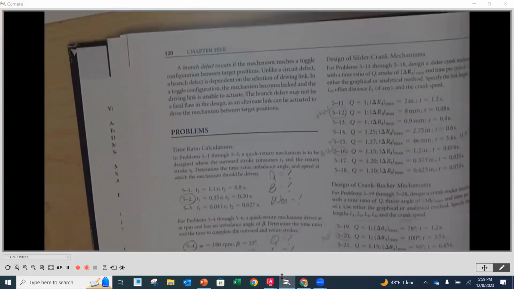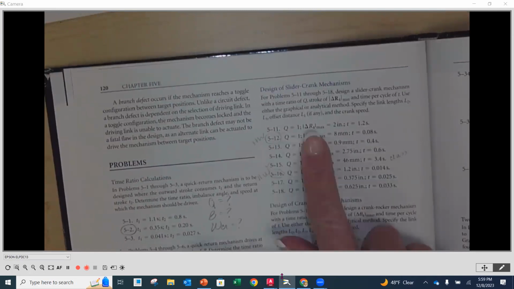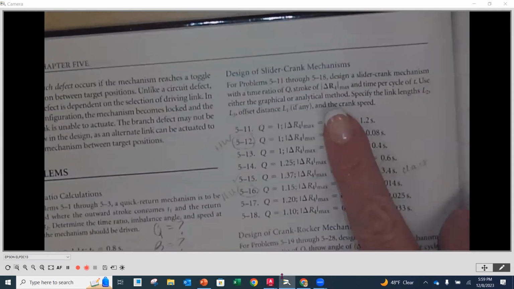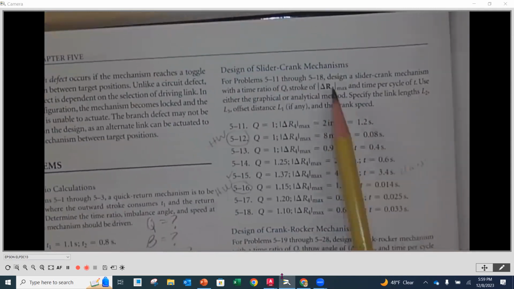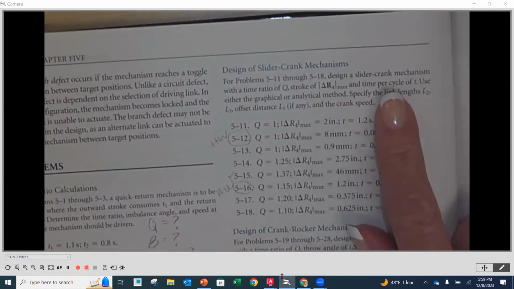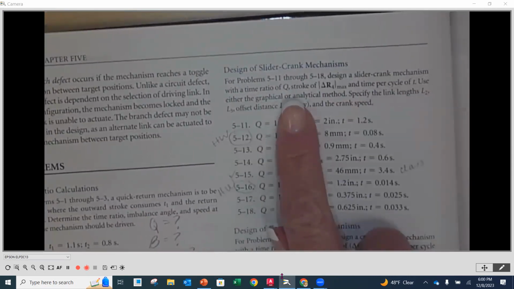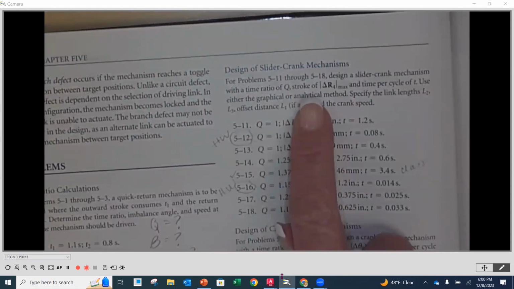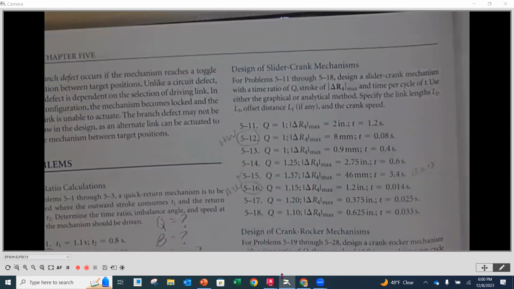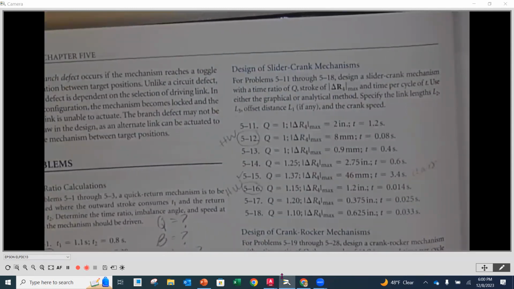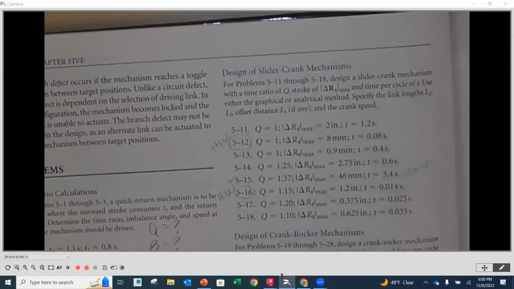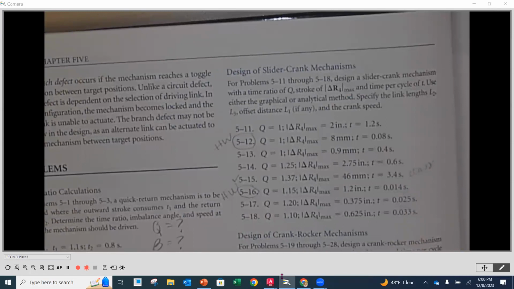So on page 120, we're going to look at problem 511. And the problem statement is directly above. It says for problems 511 through 518, design a slider crank mechanism with a time ratio of Q, which is going to be listed for each one of these. It's going to give you the stroke, and they use delta R for some reason in this book. I'm not sure why, but that's what they use for stroke. And then the time per cycle in T. Okay, so that's going to be all the way around.